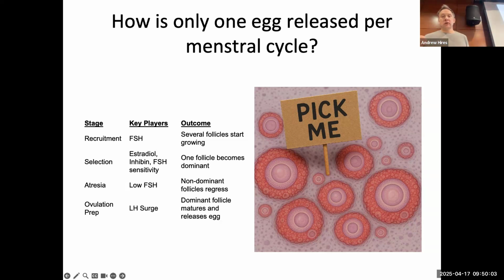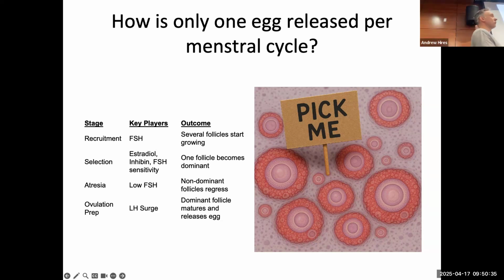Now, at the second phase, after about a week after the initiation of this cycle, we are going to select a dominant follicle. That is going to be the one that has the highest sensitivity to FSH, probably because it has the most FSH receptors expressed on it, or has the most granulosa cells. It's already gone through the process of development. It's already grown a little bit from prior cycles. So it's the most sensitive. If it's the biggest, most sensitive, it's going to be producing the most estradiol, the most inhibin, and that's going to feed back onto the pituitary and suppress the FSH levels.